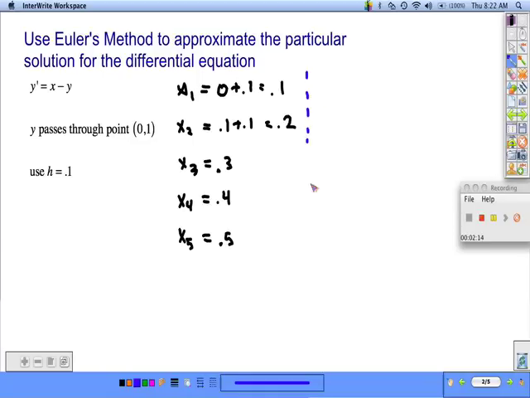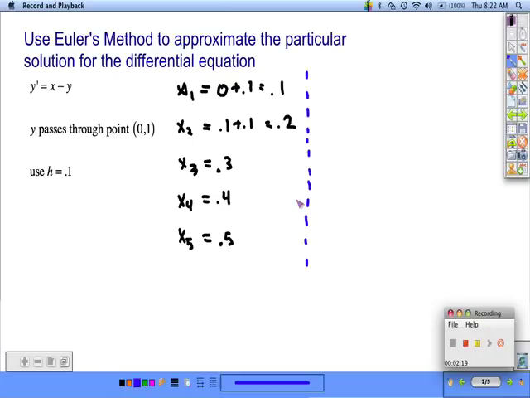Now we need to find out what the corresponding y pair is going to be for each one of these. y sub 1, on the previous slide it said that we take the previous y value, or 1, plus the h value, our step size, times our function, x minus y, evaluated at that previous point. So x minus y would be 0 minus 1. Now we evaluate this, and we get 0.9.